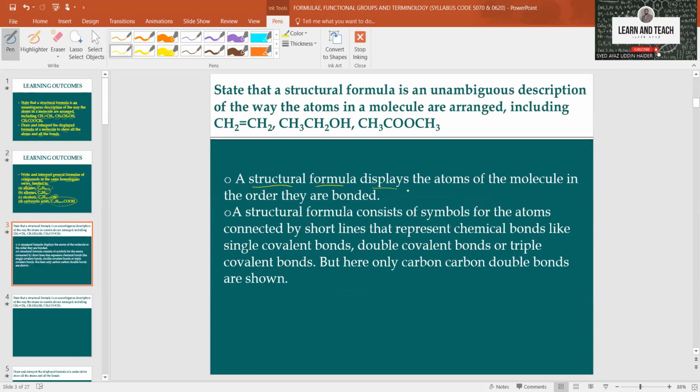A structure formula displays the atoms of the molecule in the order they are bonded. Now the structure formula shows the order of the arrangement of atoms in a molecule. A structure formula consists of symbols for the atoms connected by short lines that represent chemical bonds like single covalent bonds, double covalent bonds, or triple covalent bonds. But here we are going to show only double covalent bonds. You have an example.